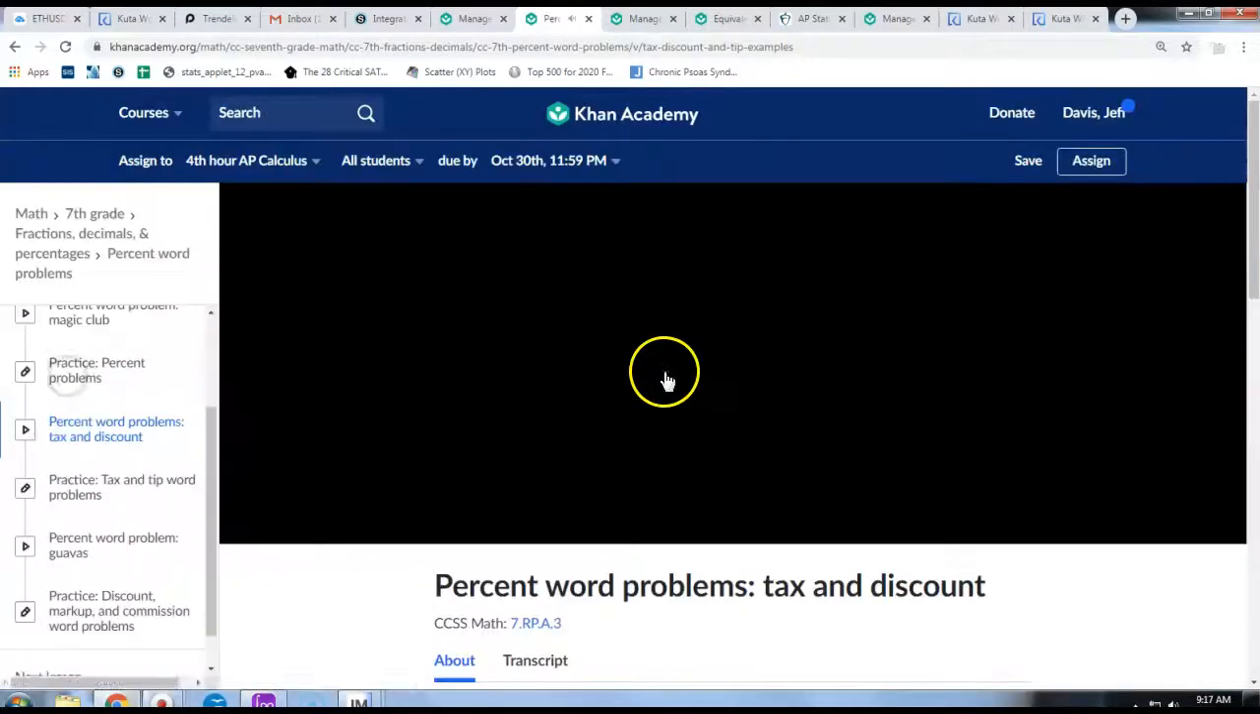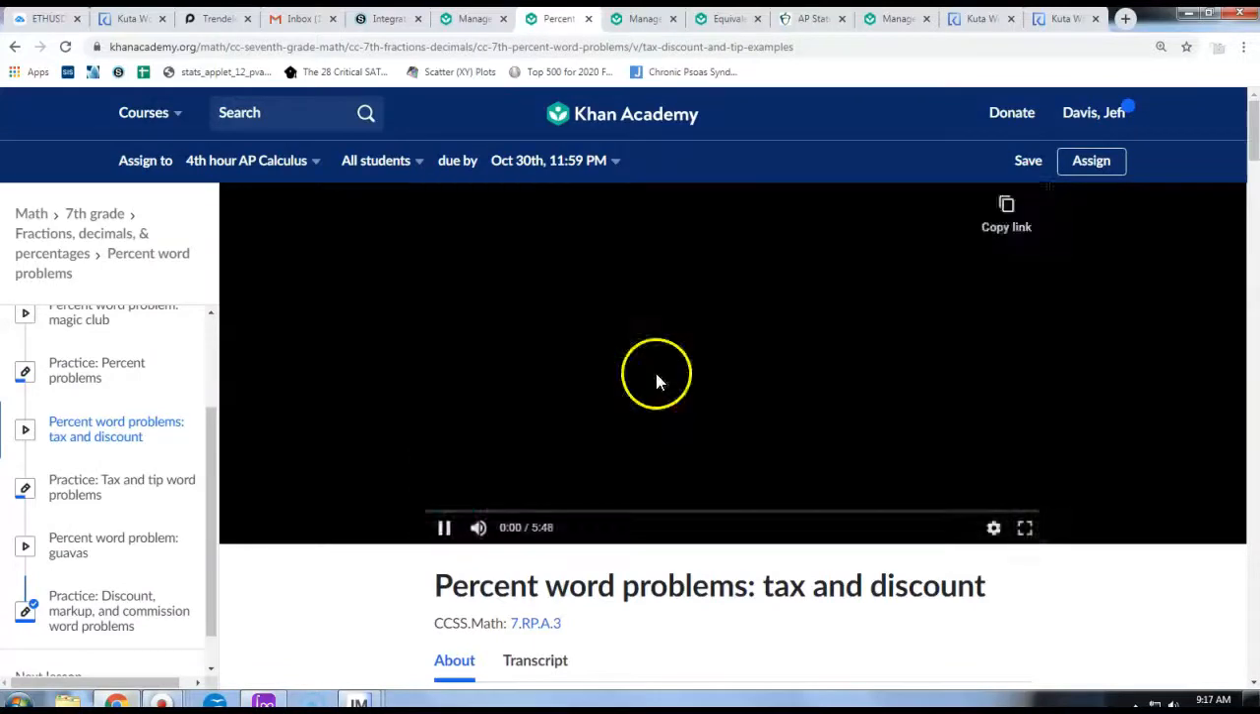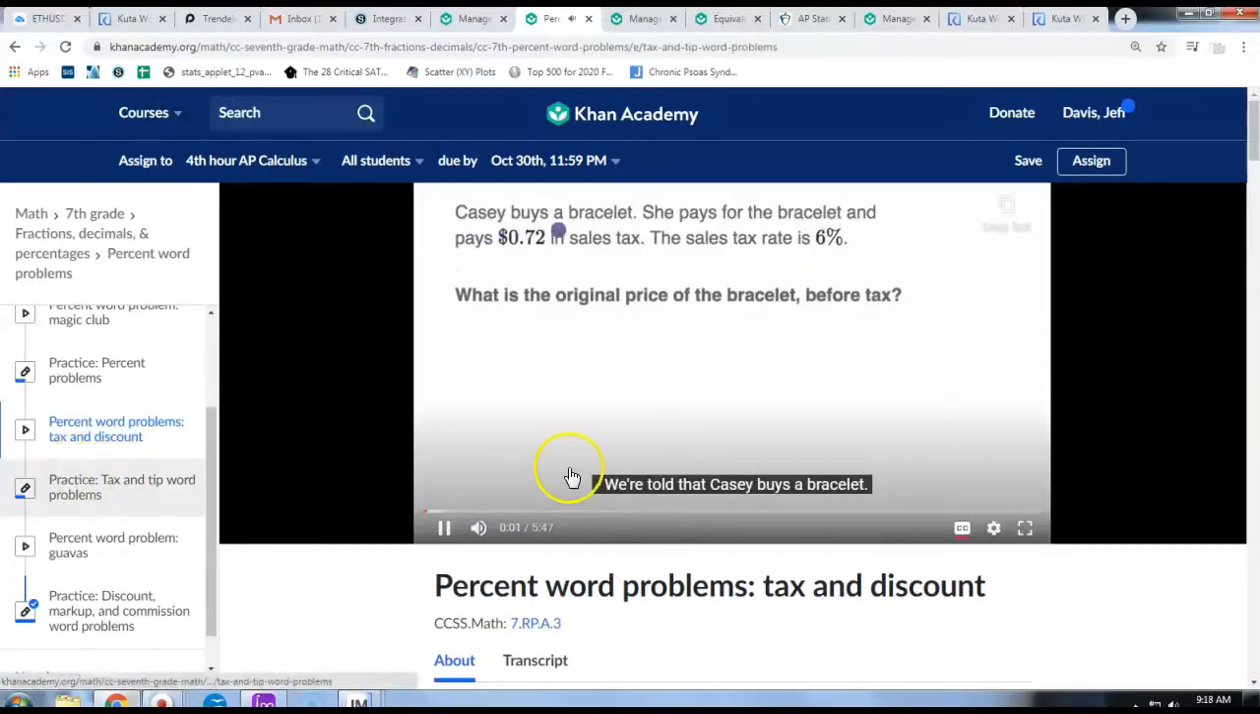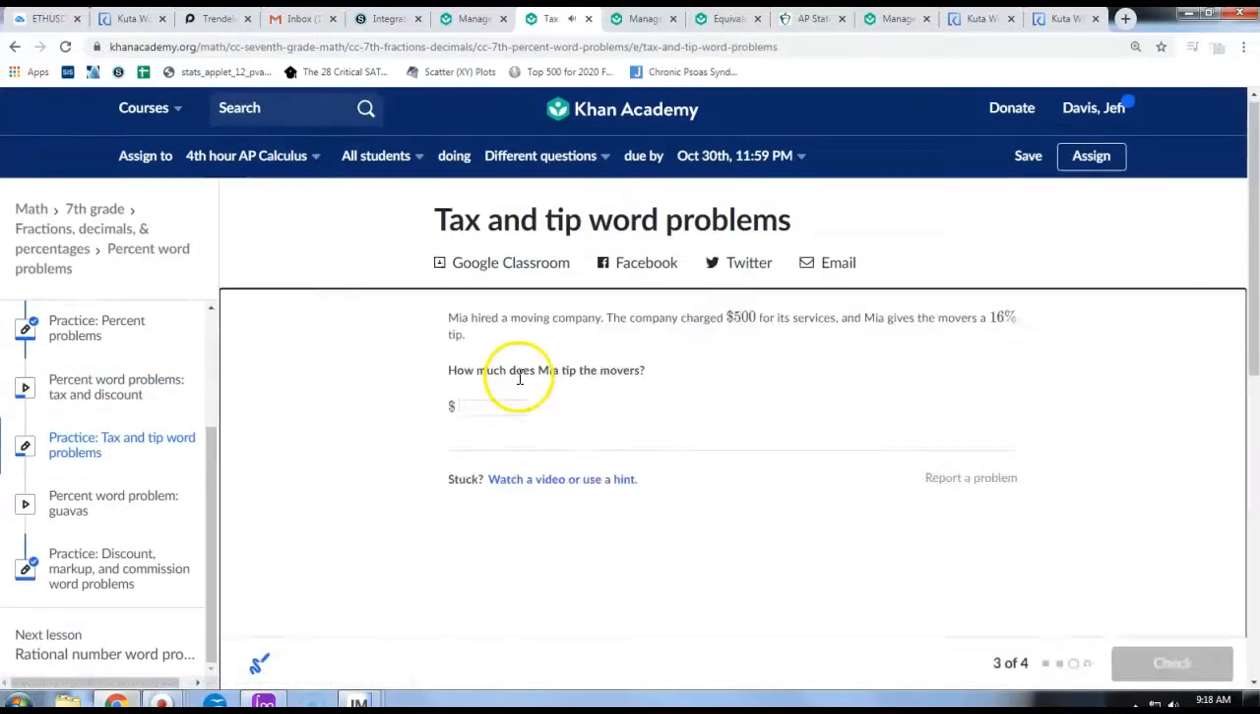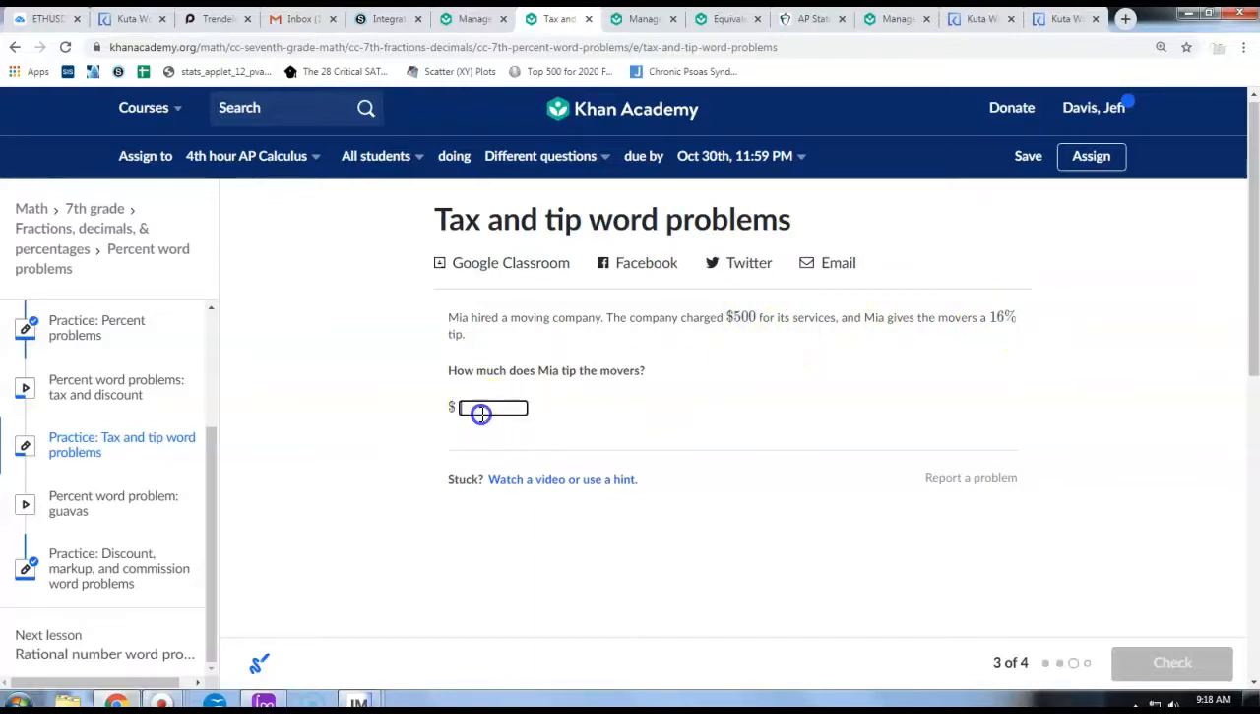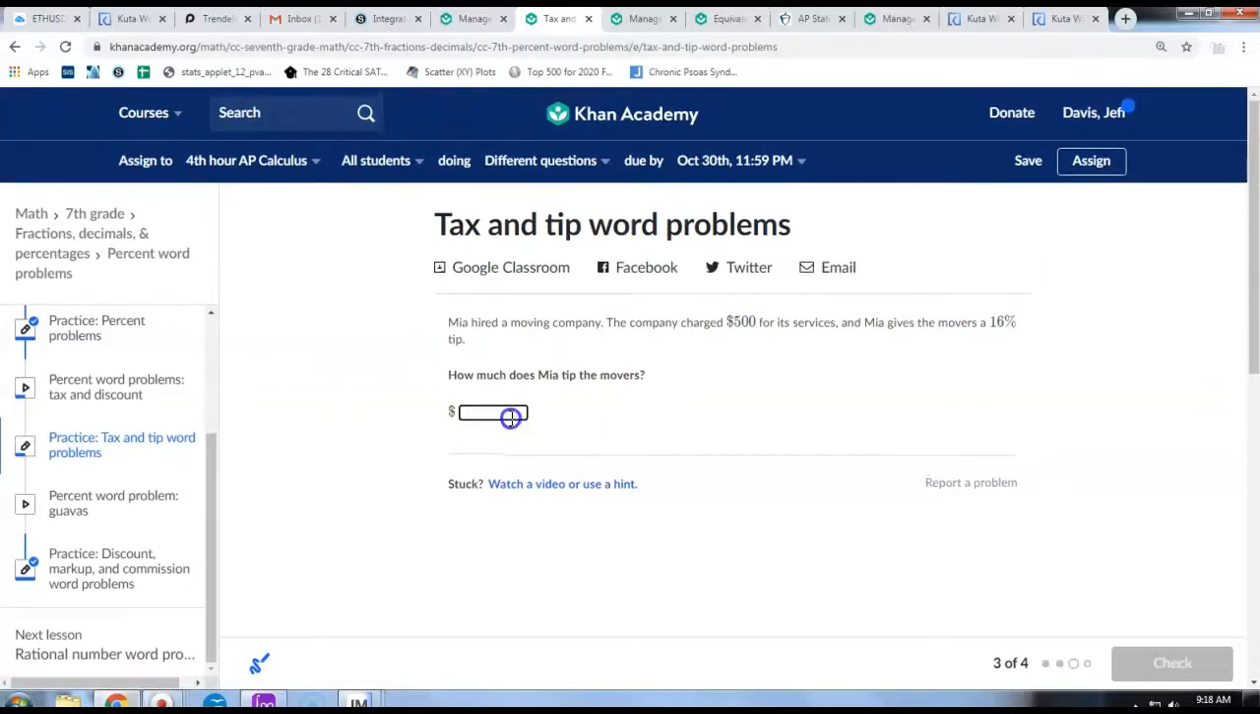Let's move on to percent problems, tax and discounts, tax and tip. $500, 16% tip. How much does Maya tip the movers? So this is not asking how much does she pay overall. It's just asking how much does she tip the movers. So you're going to go 0.16 times 500. And that's it. So this is basically what is 16% of 500. So you're going to multiply those together. You get 80.